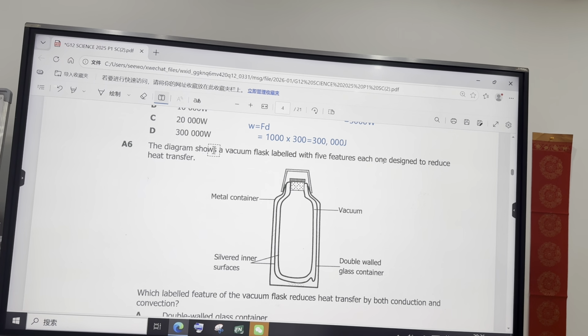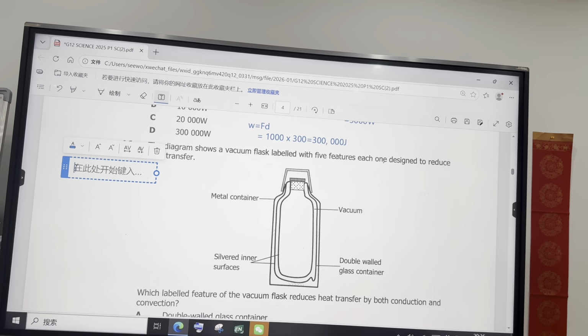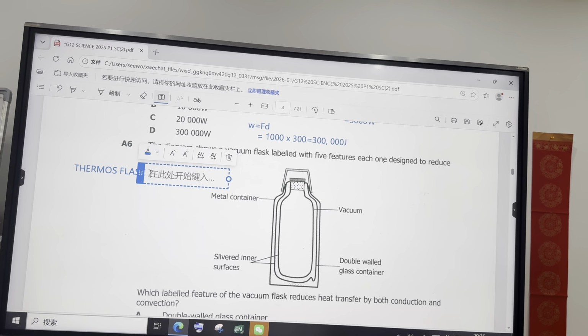Question 6 says the diagram shows a vacuum flask labeled with 5 features, each one designed to reduce heat transfer. So this is a vacuum flask. Some other students would call it a thermos. You can also call it a thermos flask. So this is equal to vacuum.